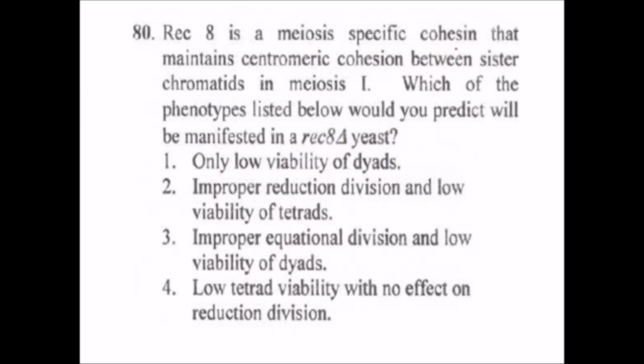Actually, if the cohesin protein is there, it holds the sister chromatids at the centromere position. So it will be somewhat like this: the cohesin protein will be on the centromeric side, and the 4 sister chromatids will be here. As meiosis 1 is responsible for the reduction division, because of the inefficiency of the centromeric cohesion, there will be improper reduction division, and this will decrease the viability of the tetrad. So the answer will be number 2.